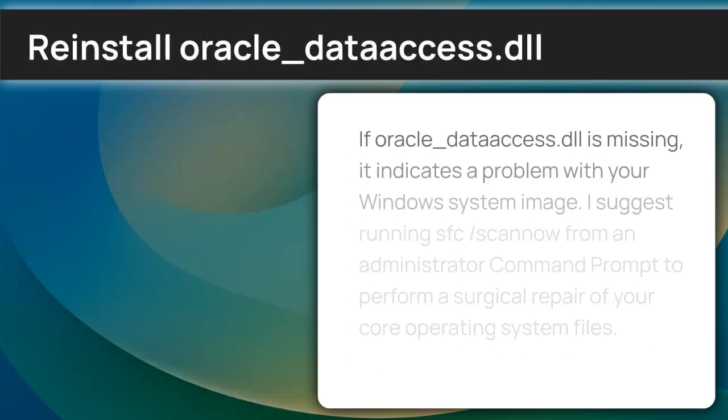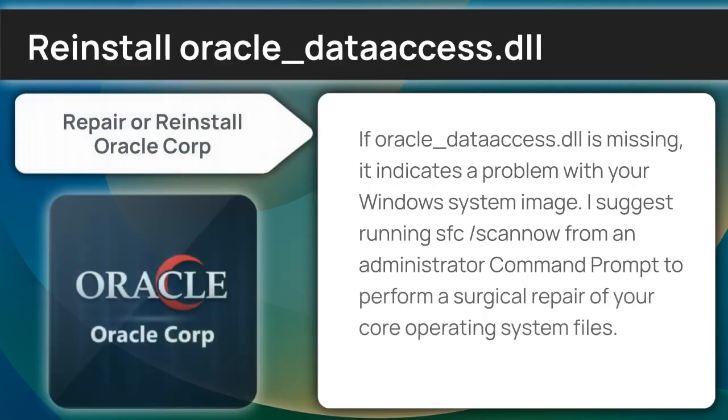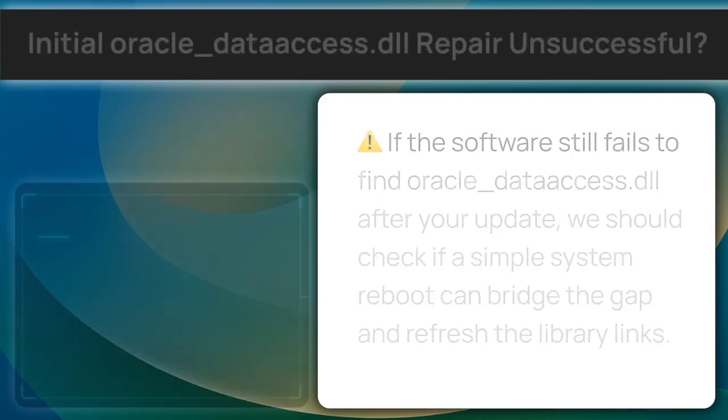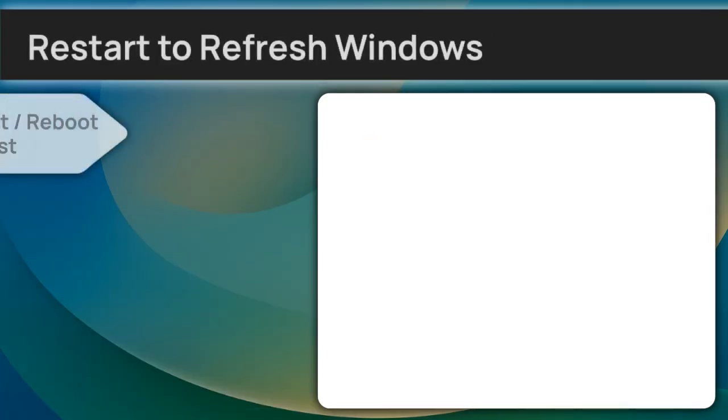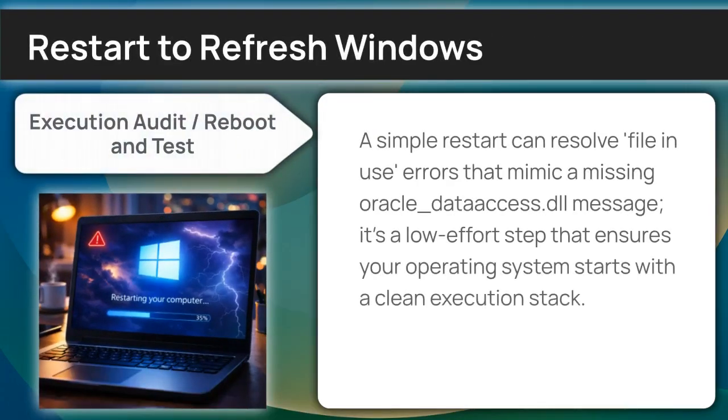If the Oracle Data Access Library DLL is missing, it indicates a problem with your Windows system image. I suggest running sfc /scannow now from an administrator command prompt to perform a surgical repair of your core operating system files. If no luck was had with the redistributable package, we will escalate the fix by performing a targeted reset of the system state. A full system restart ensures that no background processes are currently locking the Oracle Data Access Library file. A fresh boot allows Windows to reinitialize its library map from a clean state.